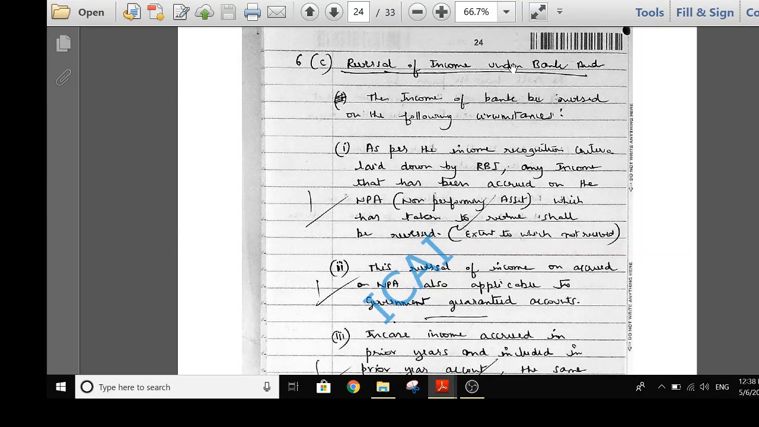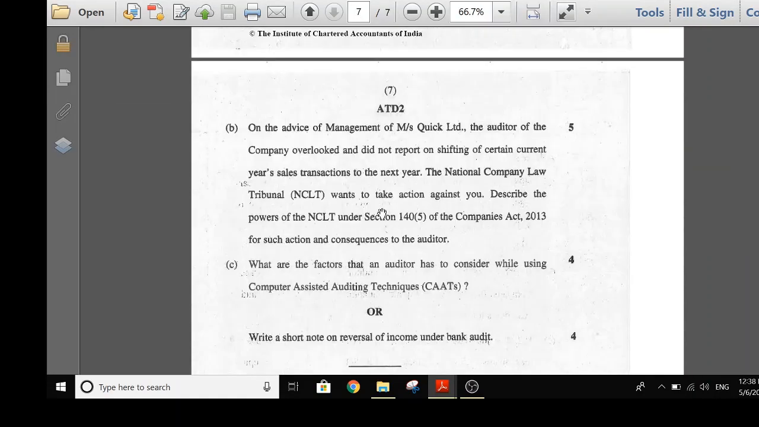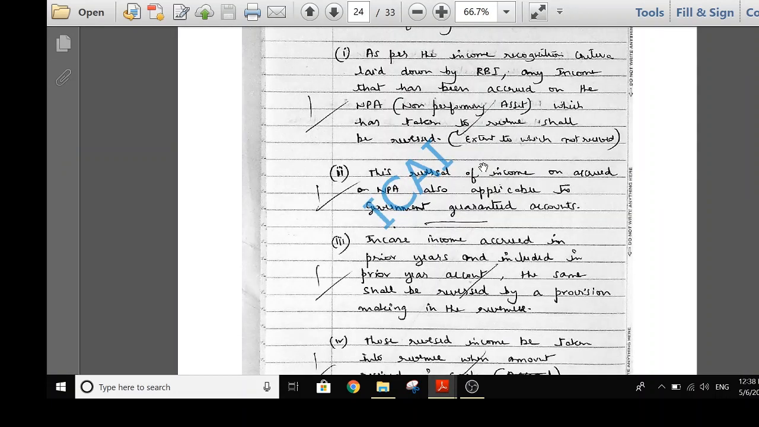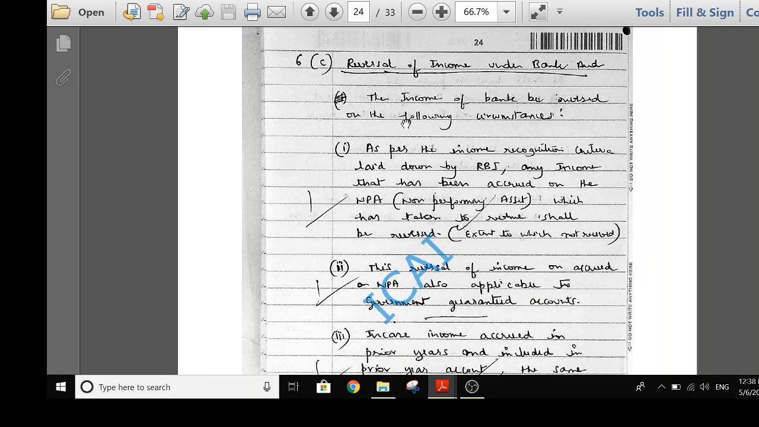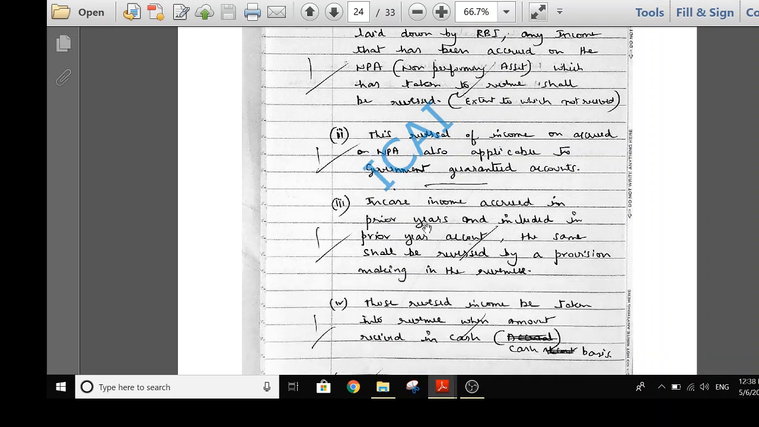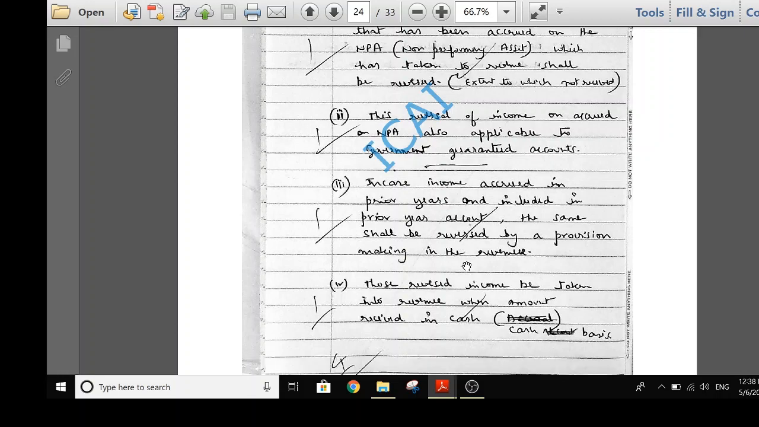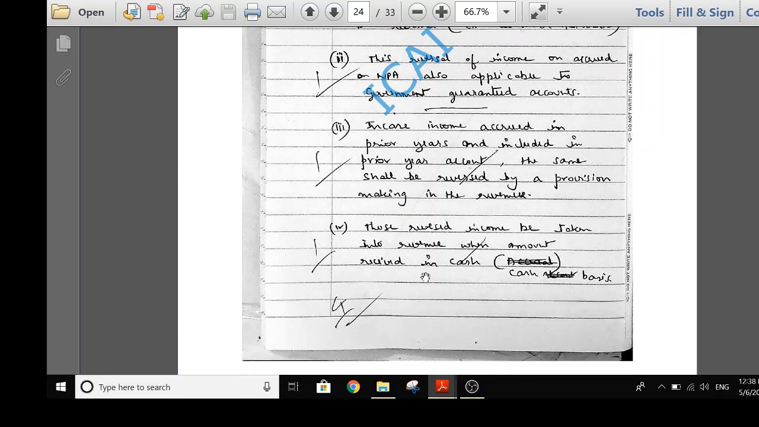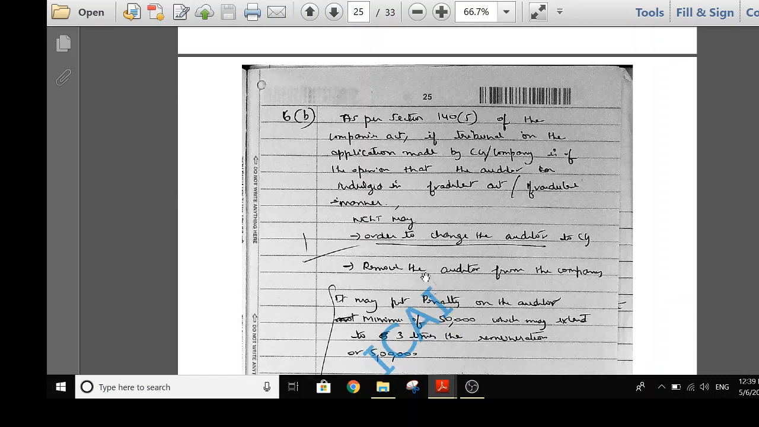Next 6C, reversing income under bank audit. How would you reverse the income in the bank audit? I guess there's a video on bank audit by CA Bansal sir. I don't remember the first name. So I think I had written all those points: you have to reverse the income in case of bank audit if there's an NPA, or reverse income accrued on NPA, or in case income accrued from prior is included in the prior account, and the same shall be reversed in the provision by making the revenue. And how would you reverse the income in case of bank audit? That's all I had written.